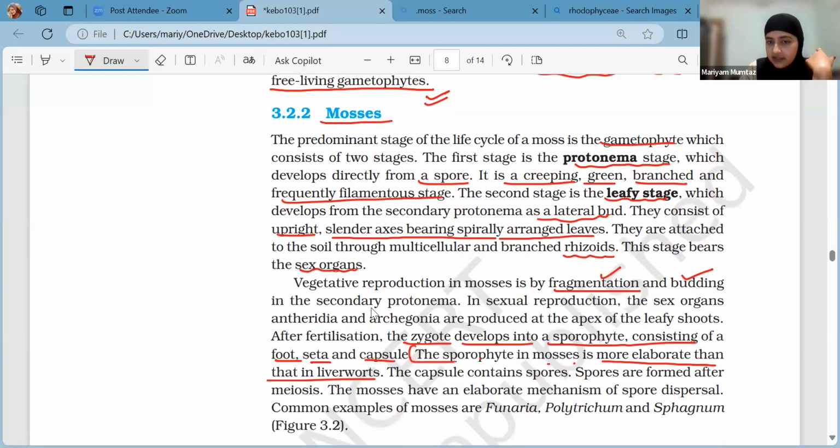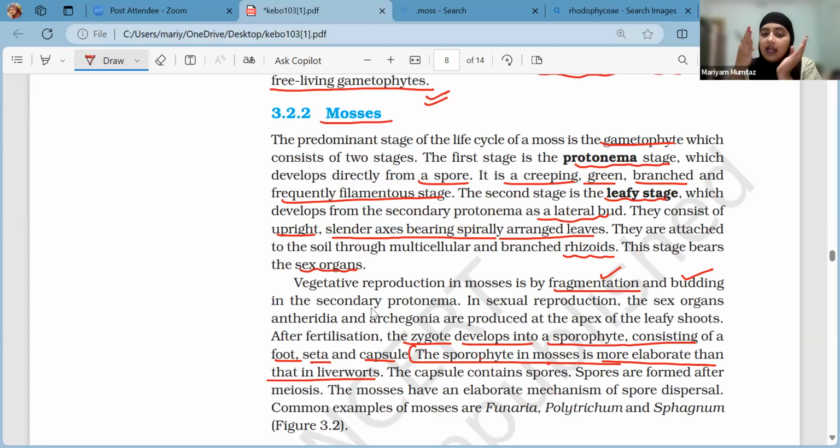This line can directly come into question. They can actually flip it. They'll say that the sporophyte in liverworts is more elaborate than in mosses, and they'll ask you whether the statement is right or wrong, or they'll put it in an assertion-reasoning statement or any kind of statement. So you must remember that the sporophyte in mosses is more elaborate as compared to liverworts, because in the liverworts, there were no further stages, isn't it? But here, protonema and leafy stages are there, which are not there in liverworts. So obviously, it is more elaborate.